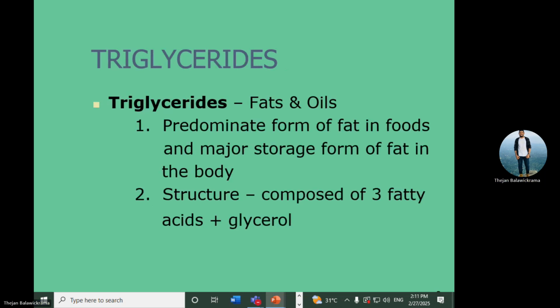Right. Triglycerides. That is the first one. We know about fats and oils, right? Fat and oil, very common thing. We know about that. So fats and oils both come under the category of triglycerides.